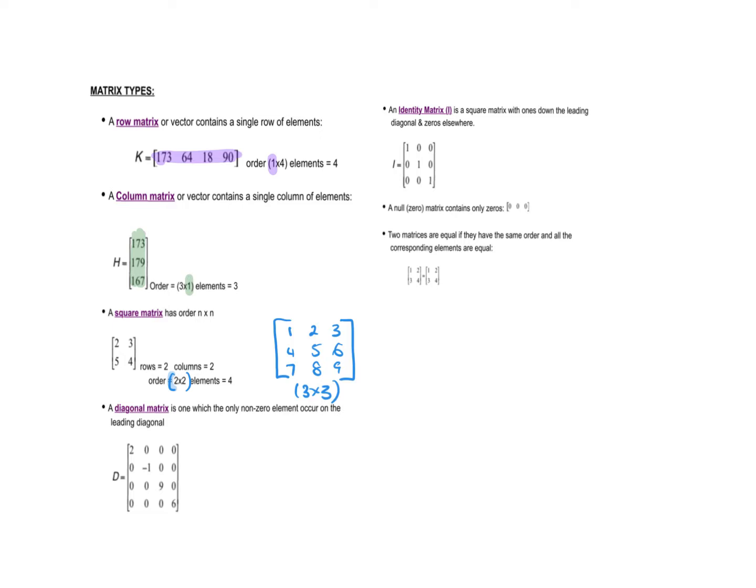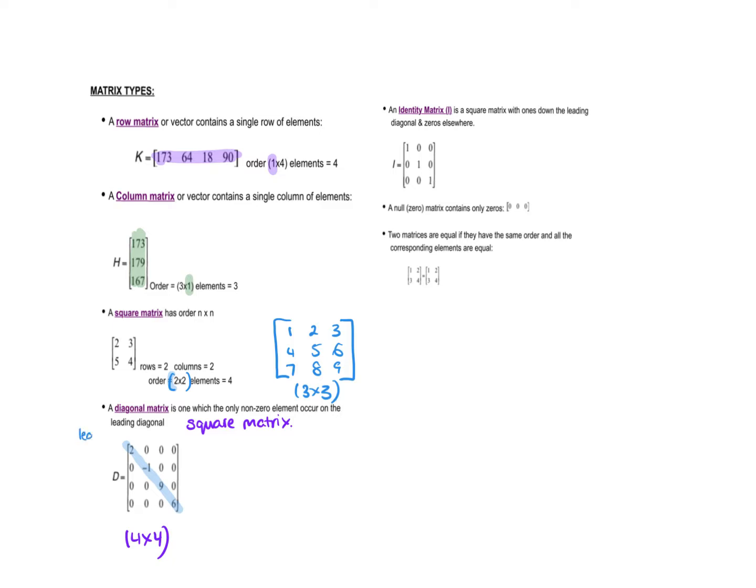Now, you'll see here on a diagonal matrix, we have numbers on the leading diagonal. With a diagonal matrix, it must be square as well. So you might write a note, it's a square matrix. And if you look, this one is a 4 by 4. So for it to be a diagonal, you'll see non-zero numbers only on the leading diagonal.